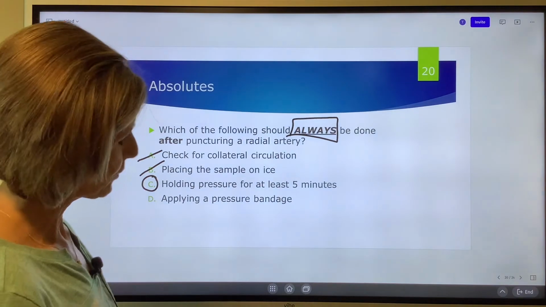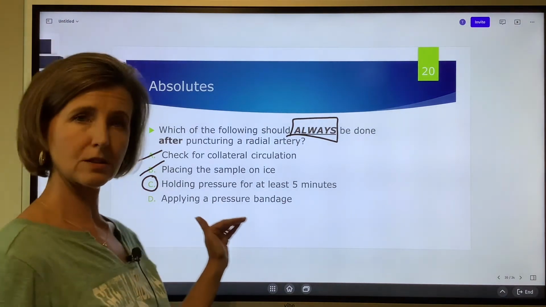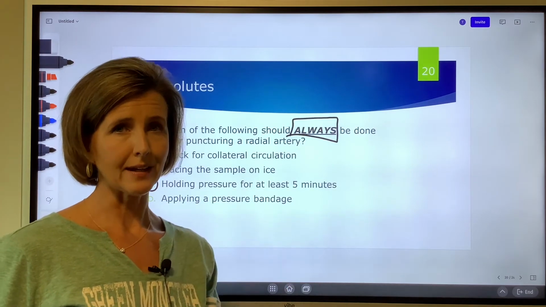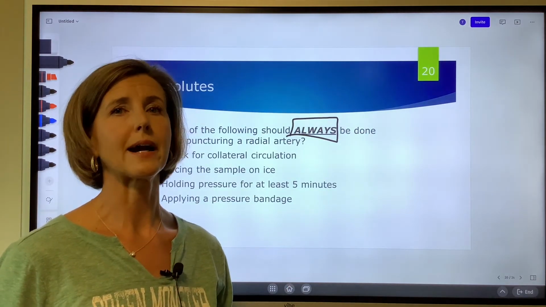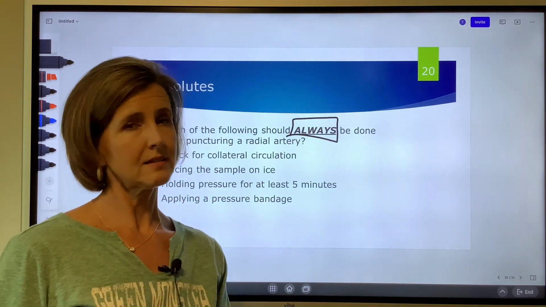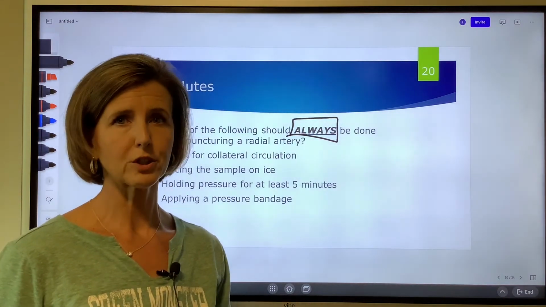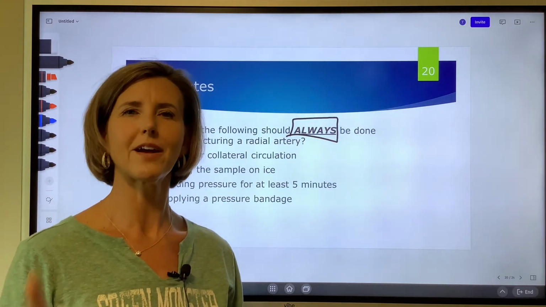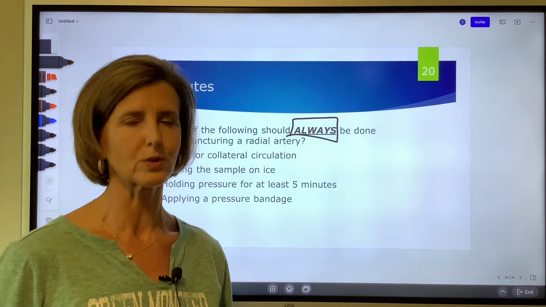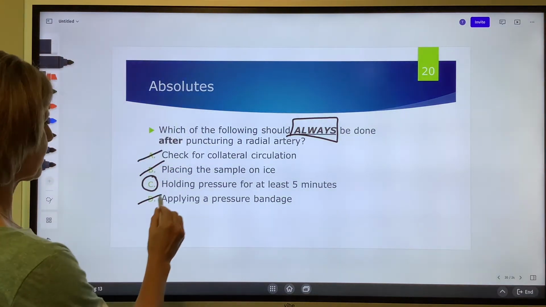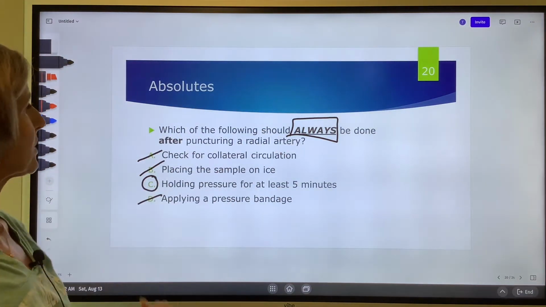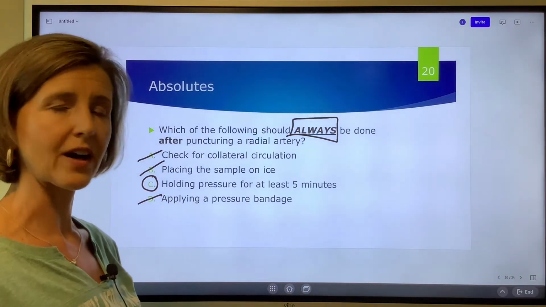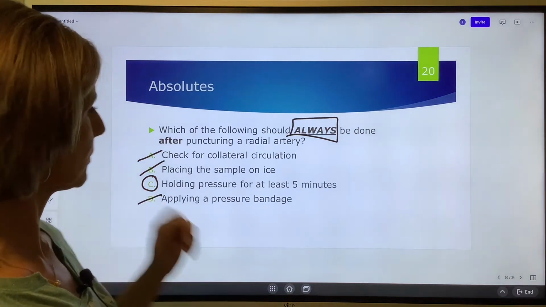Now, if you see yourself wanting to answer D, because this is what you're seeing in clinical practice, I'm going to tell you, you cannot test the way you see in clinical practice. From an NBRC test-taking standpoint, we never put a pressure bandage on. And if that's what you're seeing in clinical practice, I'm not going to say anything at all about that other than don't test that way because you will get it wrong. So that's not an option. But the thing that we always do after puncturing for a radial artery is to hold pressure for at least 5 minutes. Okay, so those are your absolutes.